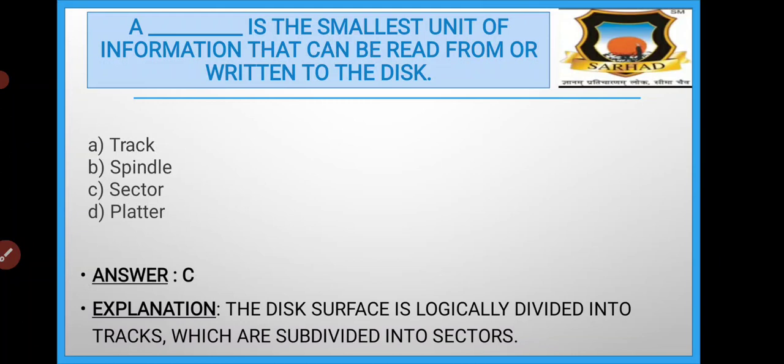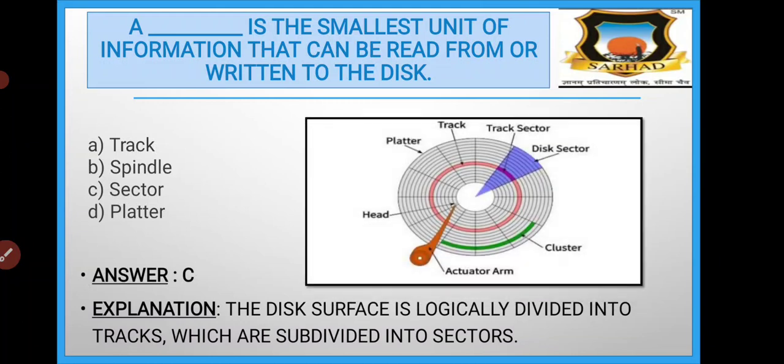The disk surface is logically divided into tracks, which are subdivided into sectors, and that's why the smallest unit of information that can be read from or written to the disk is the sector. So option C is correct.